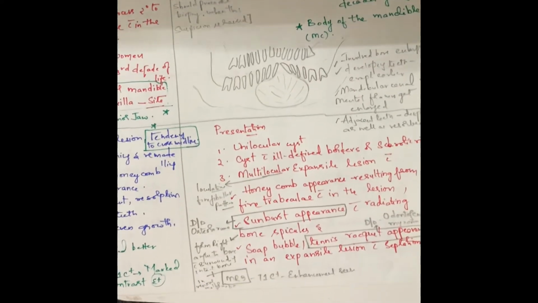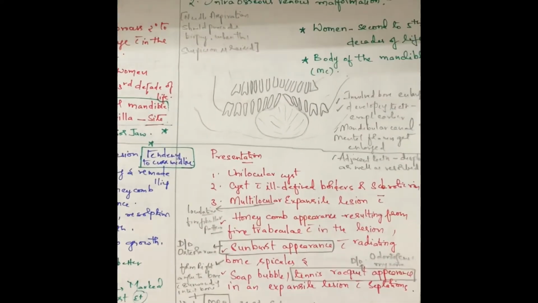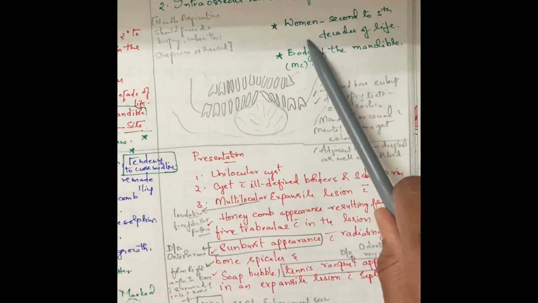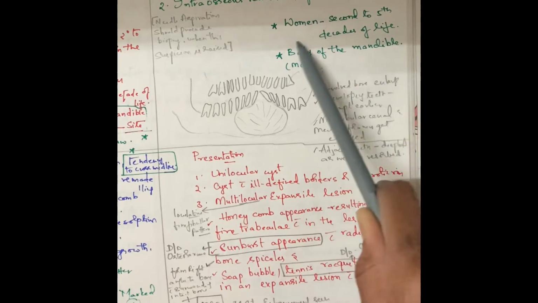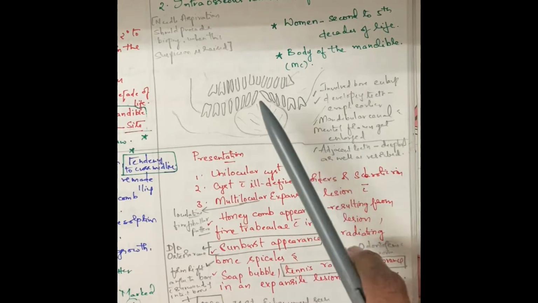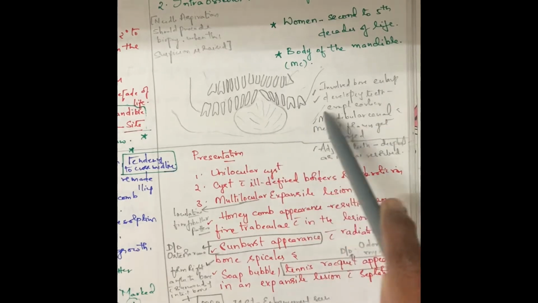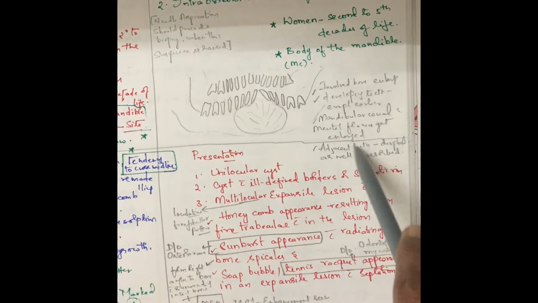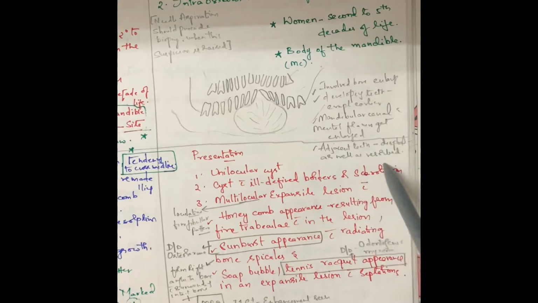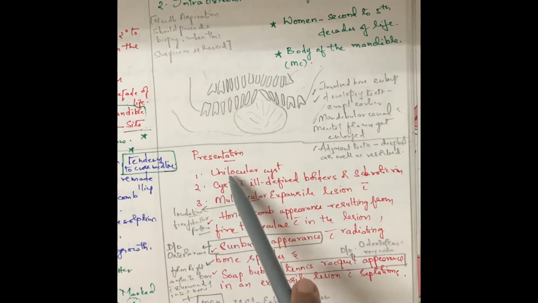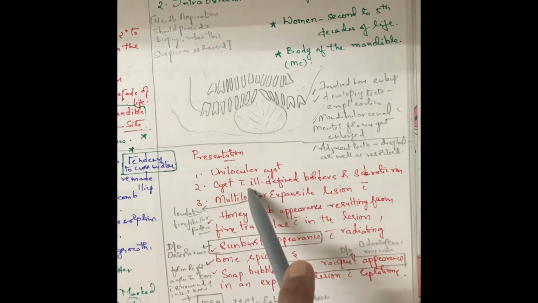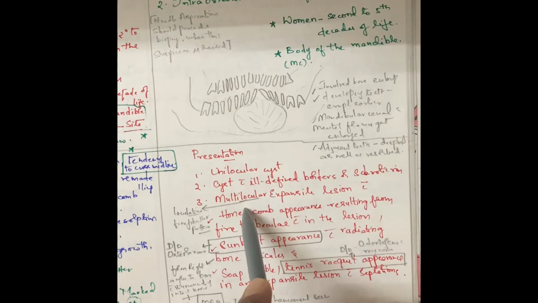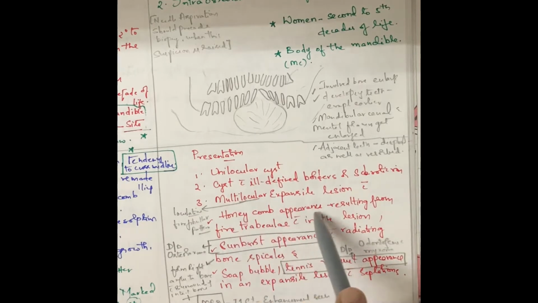Coming to intraosseous venous malformations in the jaw. This also occurs in women, in the second to fifth decade of life. The body of the mandible is most commonly involved, and the involved bone enlarges. The developing teeth erupt earlier. The mandibular canal and the mental foramen get enlarged. Adjacent teeth get displaced as well as resorbed. It presents like a unilocular cyst, or a cyst with ill-defined borders or sclerotic rim, or it can appear as a multilocular, expansile lesion with honeycomb appearance.